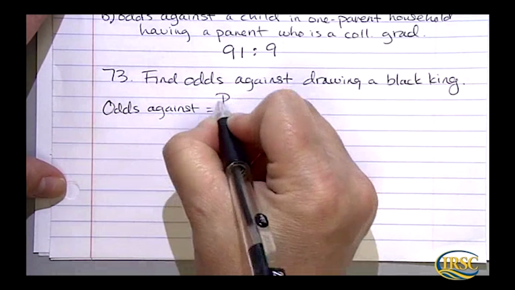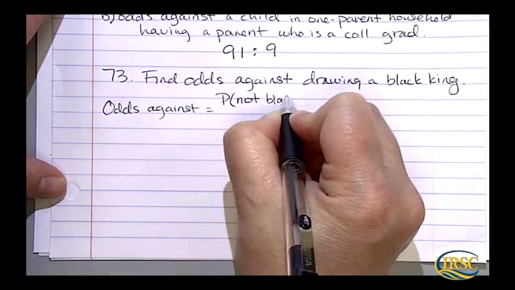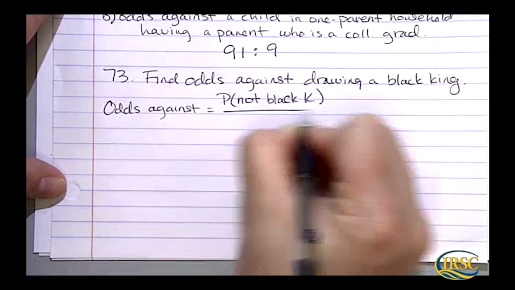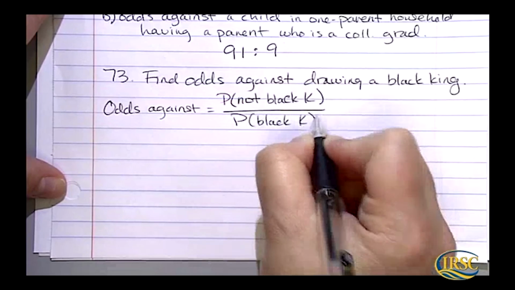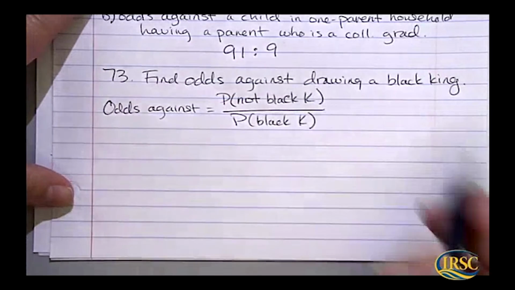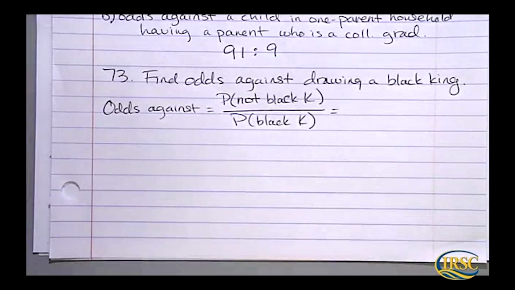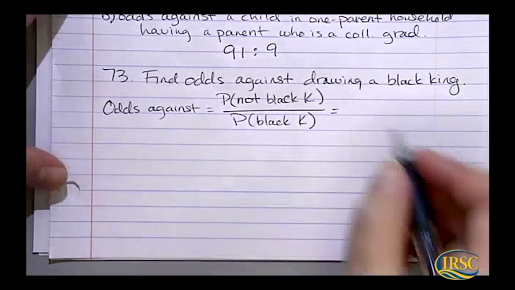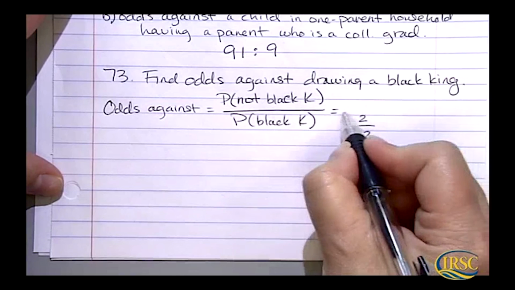Okay, so odds against. Well, this time we need the probability that it's not a black king on top, and then in the denominator, the probability of getting a black king. Okay, when it's odds against, just flip that formula over. All right, it might be easier to do the denominator first. So how many black kings are in the deck? Two black kings. 2 out of 52. Okay, only 2 of the kings are black.